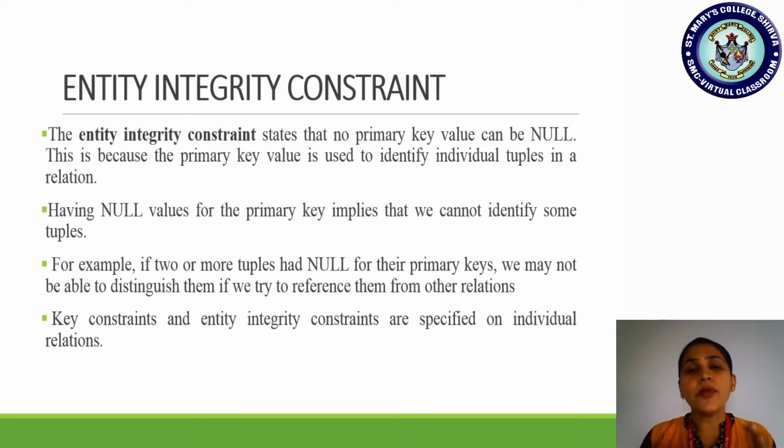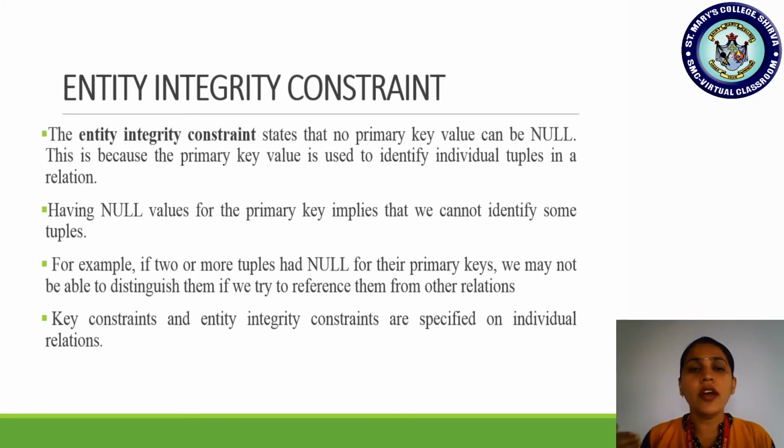Whichever attribute we consider as a primary key, that has to be given a value. So no value of a primary key should be left null. Okay, so that is the meaning. Having null values for the primary key implies that we cannot identify some tuples. So with the help of the primary key itself, we can recognize the rows of information, or the records, that are being inserted in a relation.